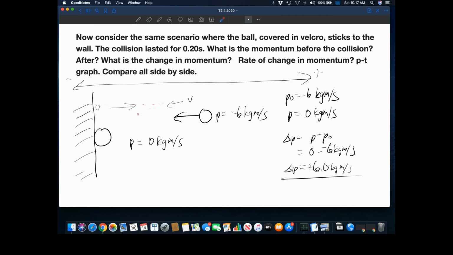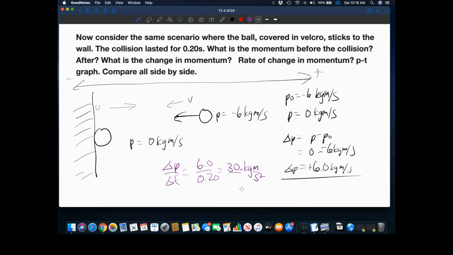And then the rate of change of momentum, we have delta p over delta t, which is 6.0 divided by 0.2. And so that is going to be 30 kilogram meters per second squared. And we need two significant digits, so we put the dot there. So 30 kilogram meters per second squared.